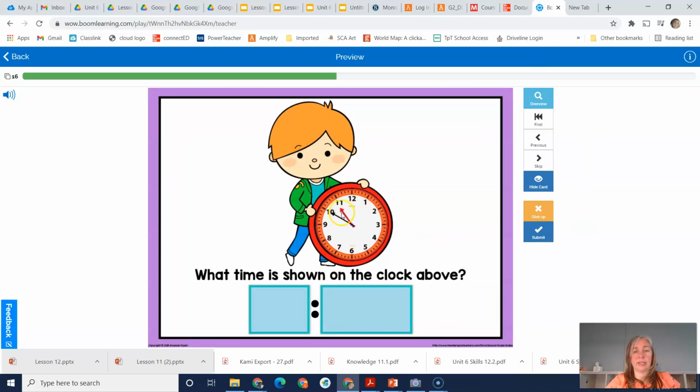My hour hand is between the 10 and the 11. It might look like it's at the 11, but it's not quite. So it is going to be 10, and my minutes, 5, 10, 15, 20, 25, 30, 35, 40, 45, 50. So 50.